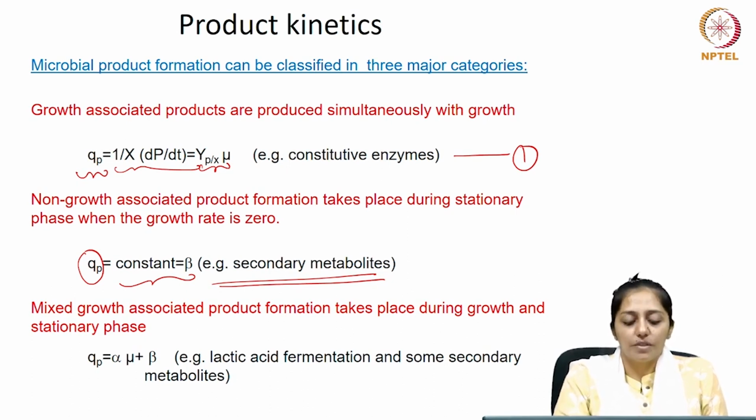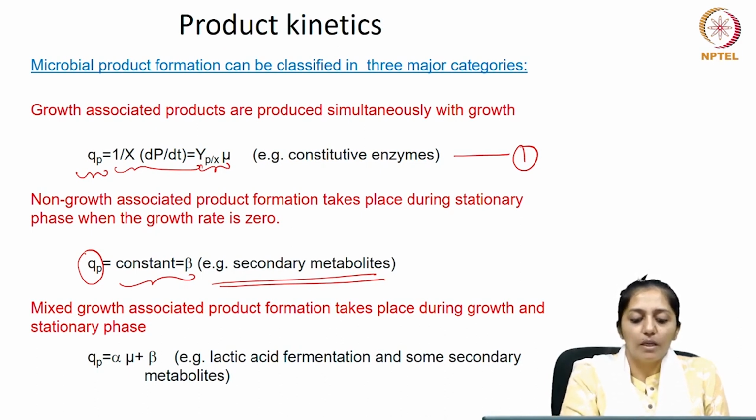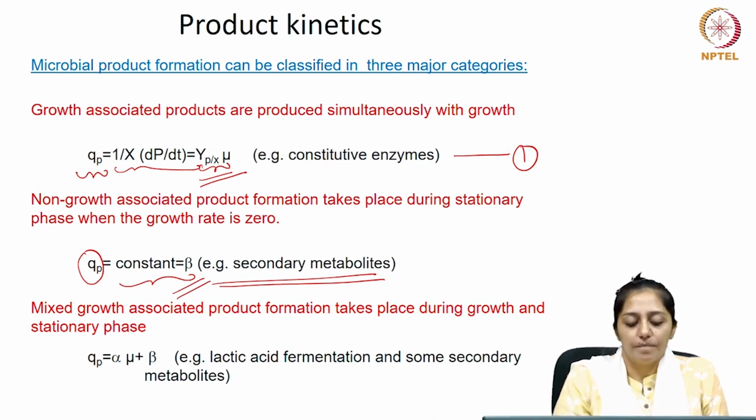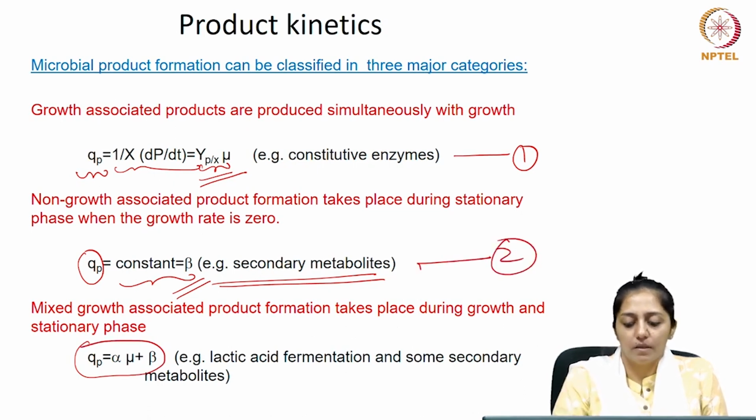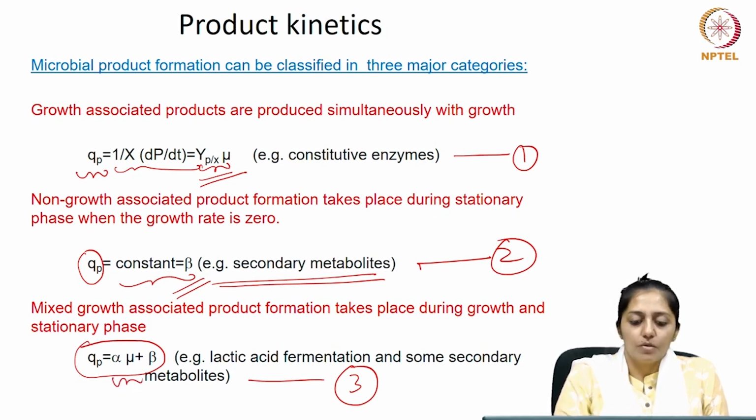When it is a mixed growth associated product formation, then your QP is not only a function of the growth associated part, but it is also a function of the non-growth associated phase. So then you combine both the growth associated and non-growth associated terms and you demonstrate the specific product formation rate as a club of both the functions. So Yp/x has been replaced as a constant alpha and your beta is the same.